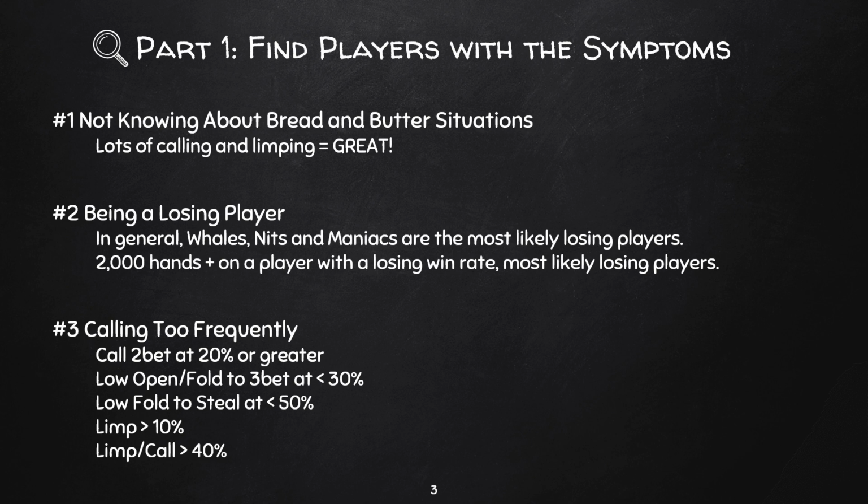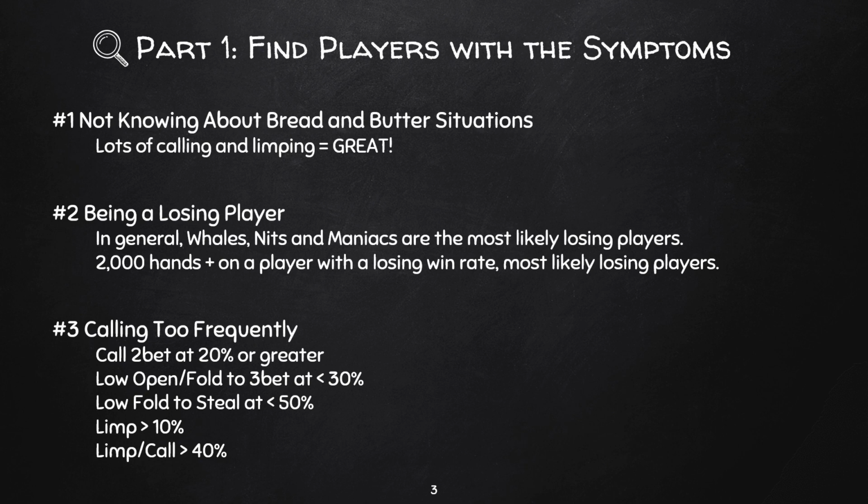There are a few critical stats, some really good indicators that somebody calls too frequently. Maybe their call to bet is at 20% or greater. They have a very low open raise and then fold to 3-bet stat, something at 30% or less. They also have a low fold to steal, something below 50%. And maybe they have a limp percentage of greater than 10%, and a limp then call percentage of greater than 40%.